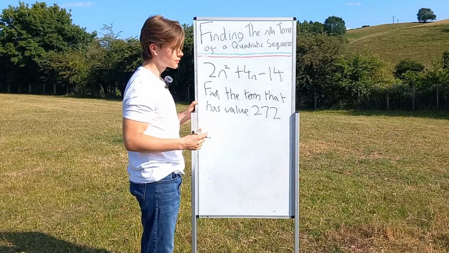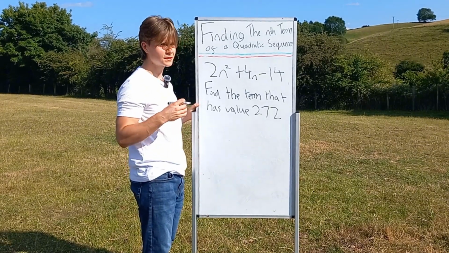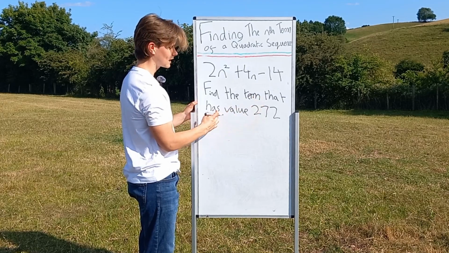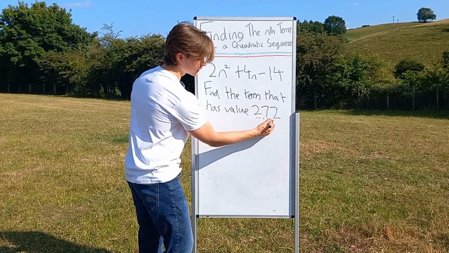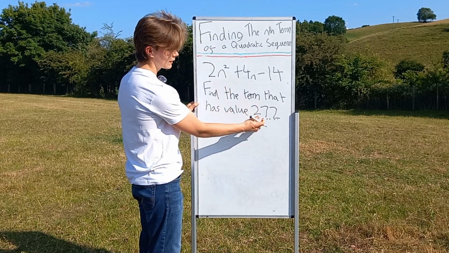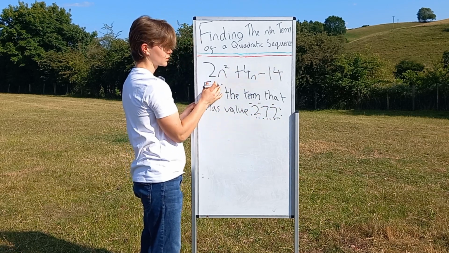So that example I showed you first was the most common question type you get on quadratic sequences, but there is actually another question type you can get, which is find the term that has the value of whatever it is. So the way we solve this, basically what we're trying to do is find the value of n that will give us 272 when we plug it into this expression here.